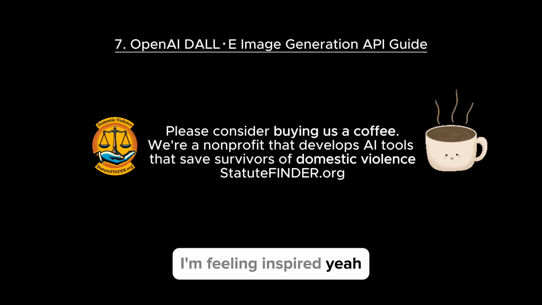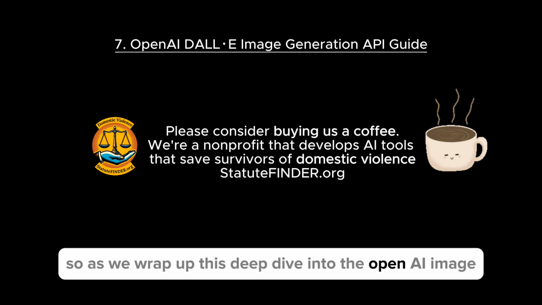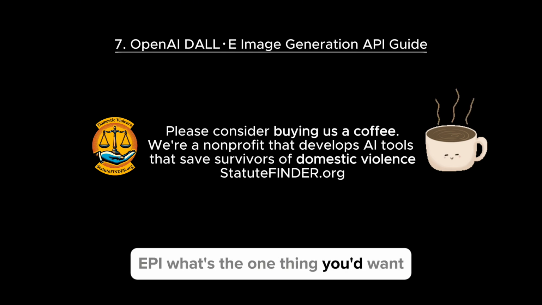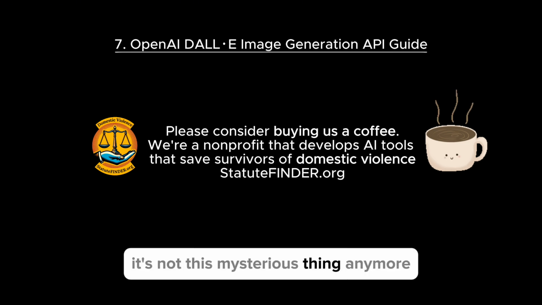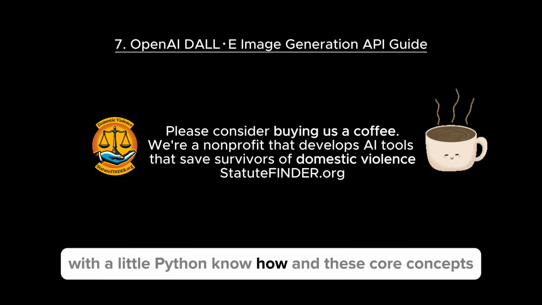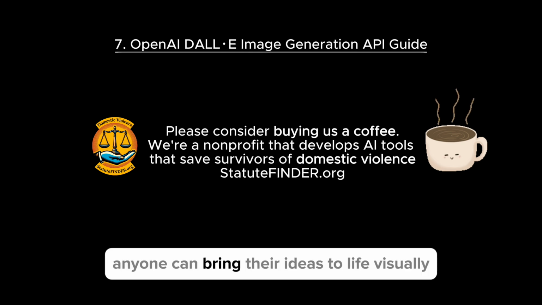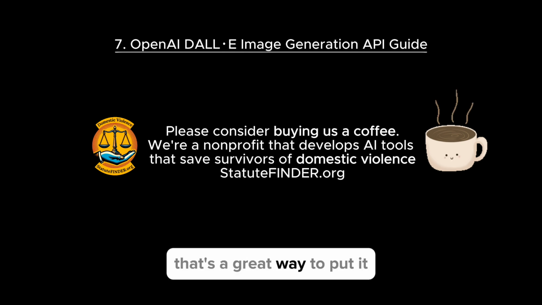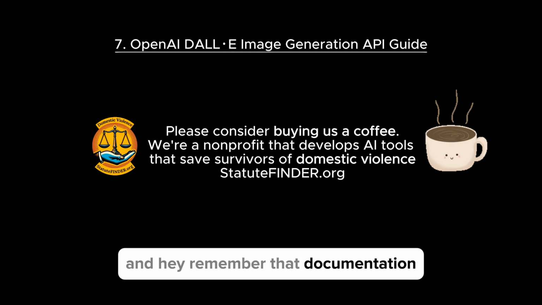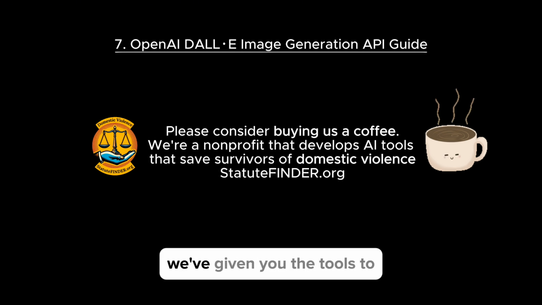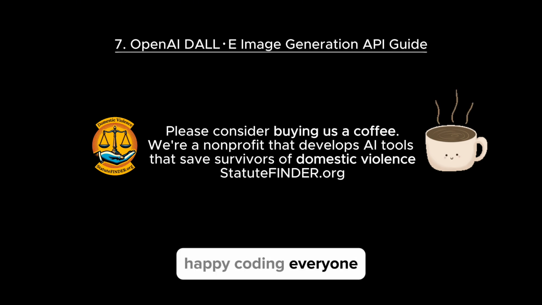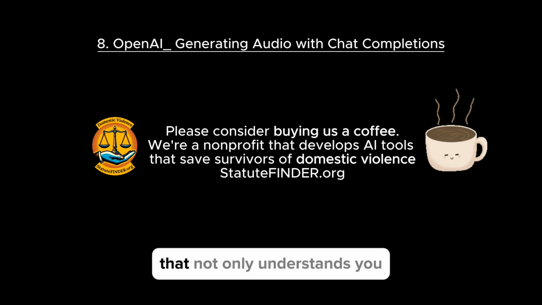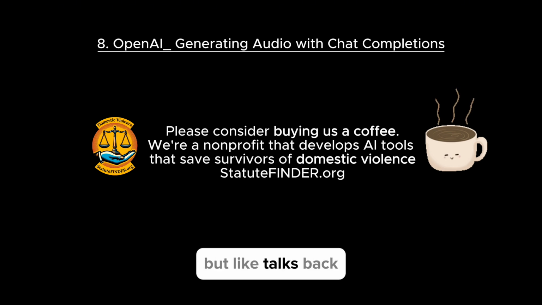I'm feeling inspired. So as we wrap up this deep dive into the OpenAI Image API, what's the one thing you'd want our listeners to remember? AI image generation, it's not this mysterious thing anymore. With a little Python know-how and these core concepts, anyone can bring their ideas to life visually. That's a great way to put it. And hey, remember, that documentation is there to help you, not scare you. We've given you the tools to approach it with confidence, so go out there, have fun, explore, and create amazing things. Happy coding, everyone.